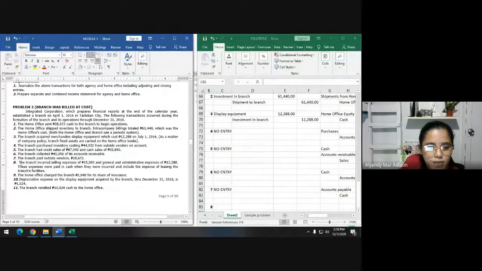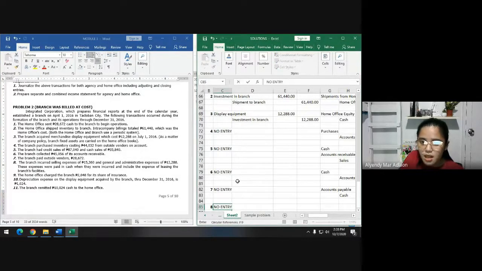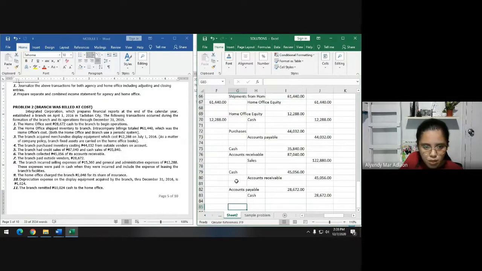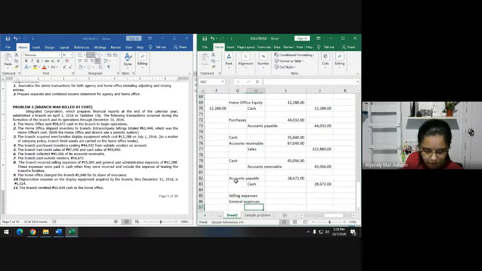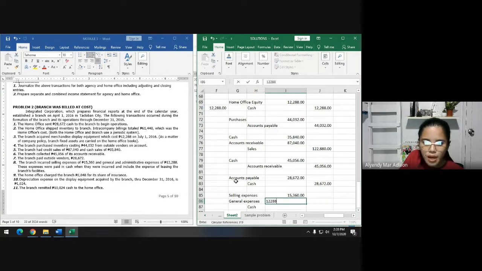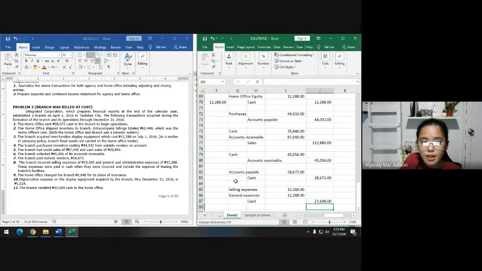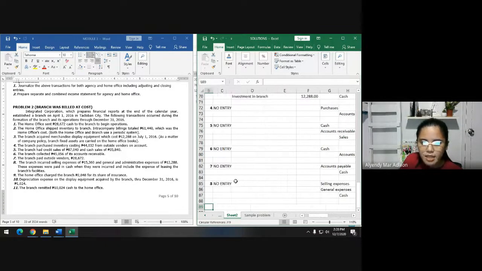Okay, next, number 8. The branch incurred selling expenses of 15,360 and general and administrative expenses of 12,288. These expenses were paid in cash when they were incurred and include the expense of leasing the branch facilities. So again, another entry that is not between the home office and the branch. So in the part of the branch, that would be debit selling expenses, debit general and administrative expenses, and credit to cash. So that amounts to 15,360 and 12,288 with a total credit of 27,648.